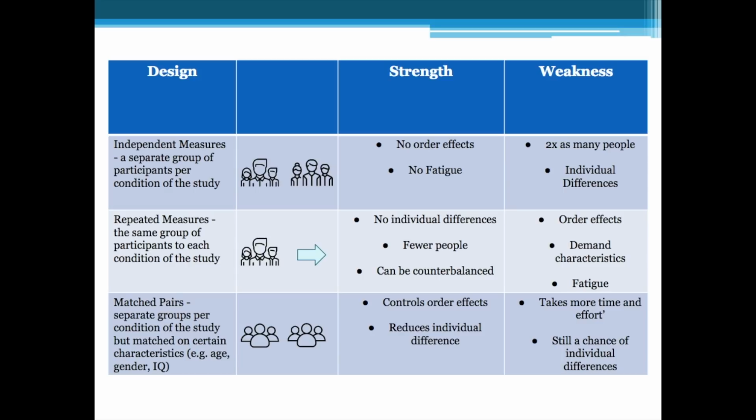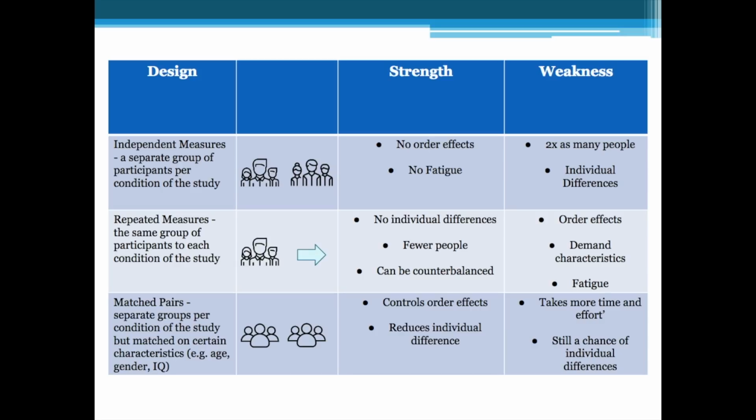And then finally, you've got a matched pairs design, and this is where you've got two separate groups of participants, but in each group you've matched them up. You've almost tried to find a twin on certain characteristics. That could be age, it could be gender, it could be IQ, it could be any number of things. So if you've got a 30-year-old female with high IQ in one group, you'd want a similar person in the other group. So they are matched up. And that's trying to be the best of both worlds, where you've got different groups, but actually they're not too different that it's going to affect the results.